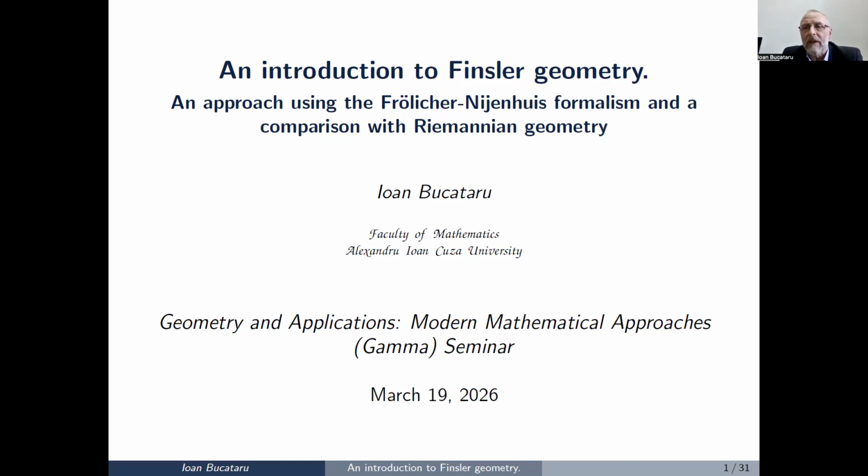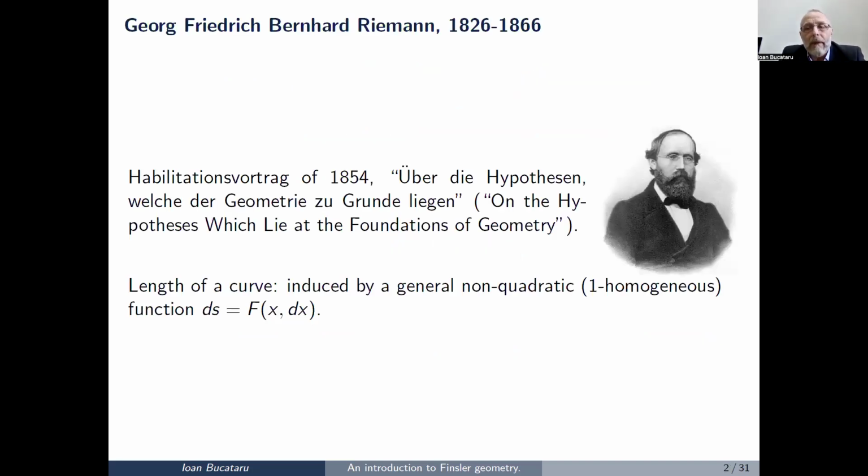Okay, thank you very much for the invitation. What I will try to explain today is how Finsler geometry evolved from Riemannian geometry. And in order to understand this, I will go back to the origins of Finsler geometry. It was somehow in the 19th century when non-Euclidean geometry was born, so the first non-Euclidean models due to Lobachevsky and Bolyai appeared in the 19th century.